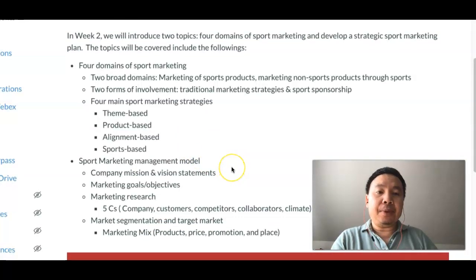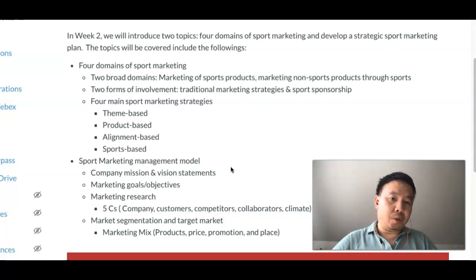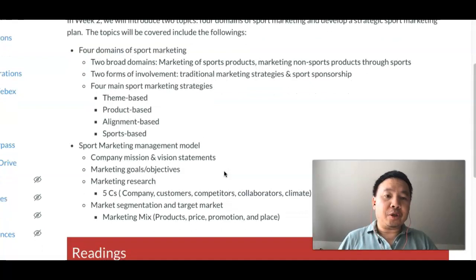The second topic we're going to talk about in the second week of sports marketing class is sports marketing management models. Basically, we want to know what the sports marketing procedures are. So where should we start first? For sports marketing, we need to start by reviewing a company's mission and vision statements.